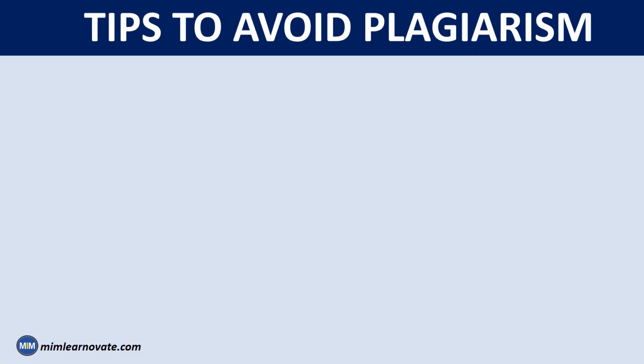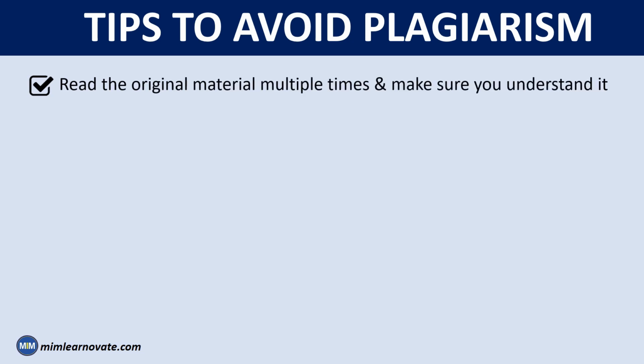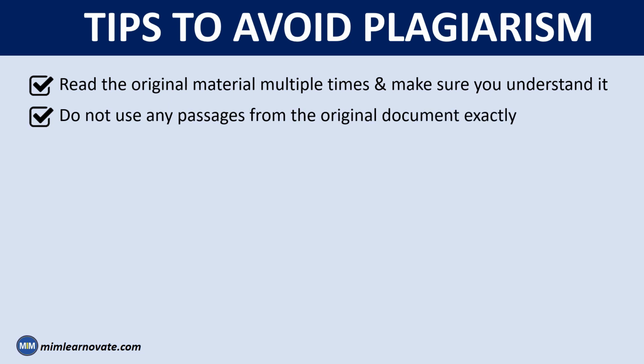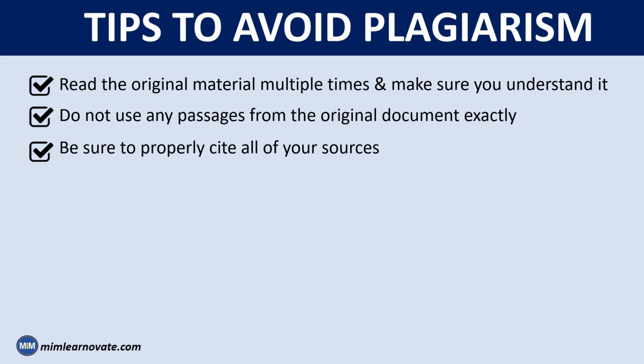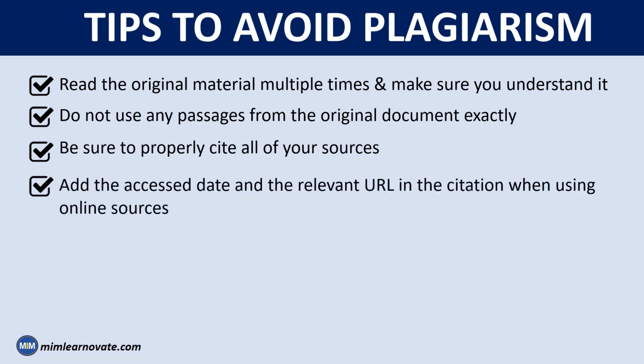Tips to avoid plagiarism. Before beginning an explanation, read the original material multiple times and make sure you understand it. Do not use any passages from the original document exactly. Be sure to properly cite all of your sources like books, journals, websites, videos, and so on. Add the access date and the relevant URL in the citation when using online sources. It is necessary to quote and cite common phrases and definitions exactly.